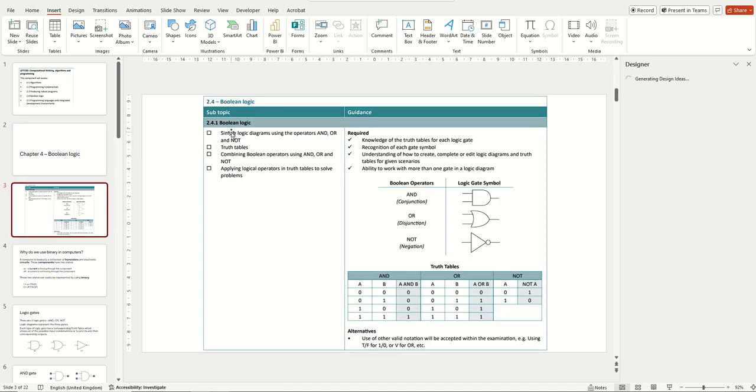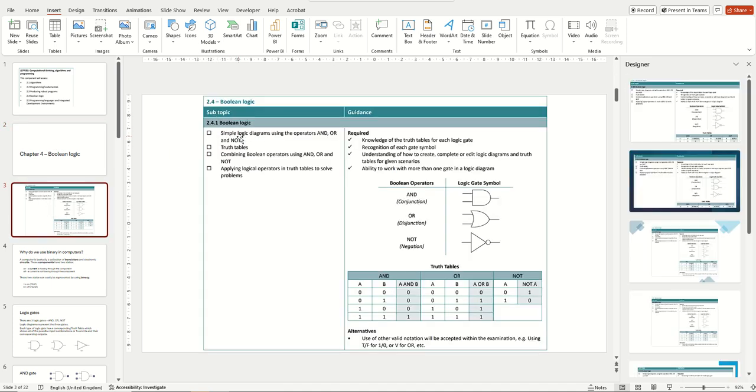Here's the spec, and it says that you've got to do simple logic diagrams using the operators AND, OR, and NOT, truth tables, combine Boolean operators using AND, OR, NOT, and apply logical operators in truth tables to solve problems. Sounds complicated, but it's not too tricky. What you need to know about is what a logic gate is, and you've got the three, so you only need to know three. They are listed here in the spec.